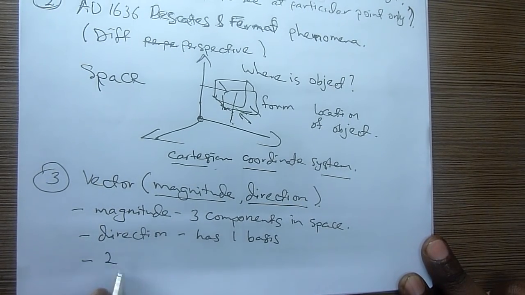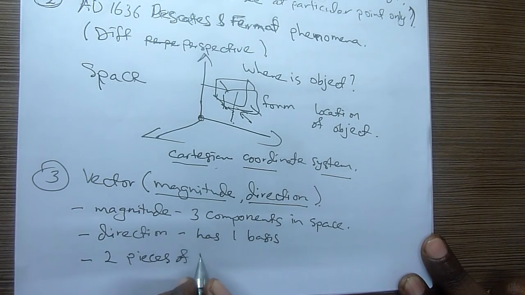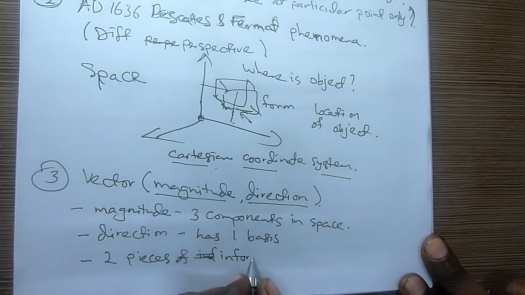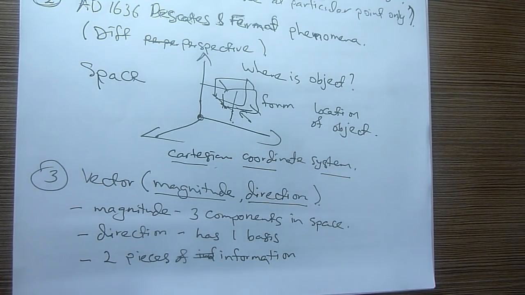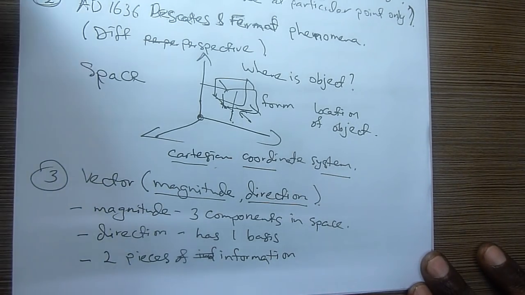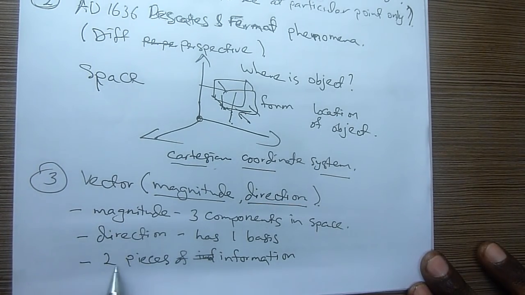Therefore, now we have two pieces of information. These two pieces of information can change things in many ways. That means it may give us a different perspective from the scalar view. Let us explore in detail what these two pieces of information can do for us.